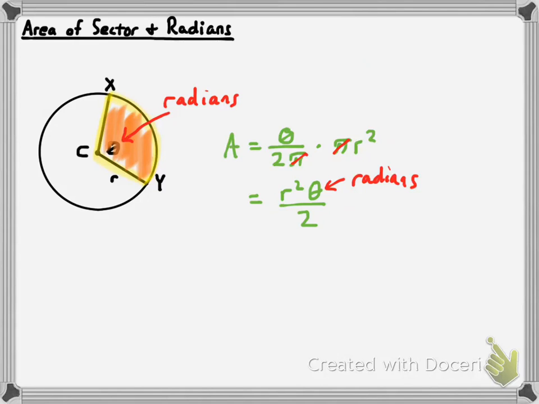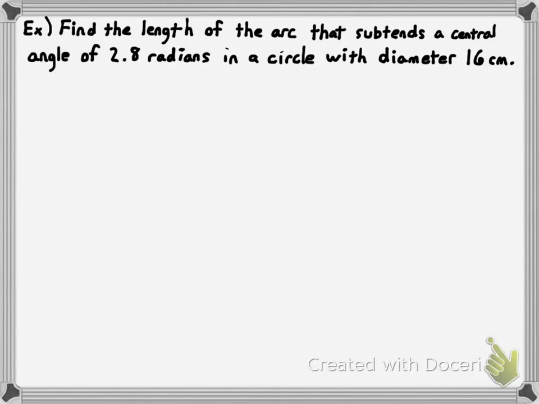Alright, well let's use these two formulas. You've got them written down, don't you? Good. First, I want you to find the length of the arc that subtends a central angle of 2.8 radians in a circle with diameter 16 centimeters.